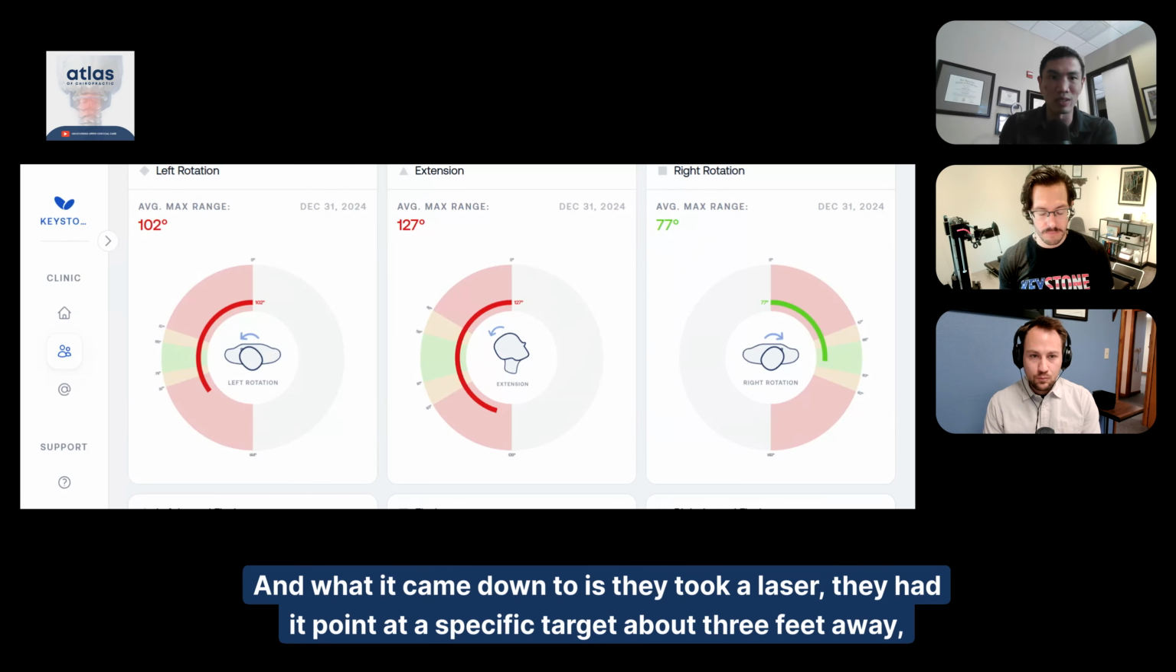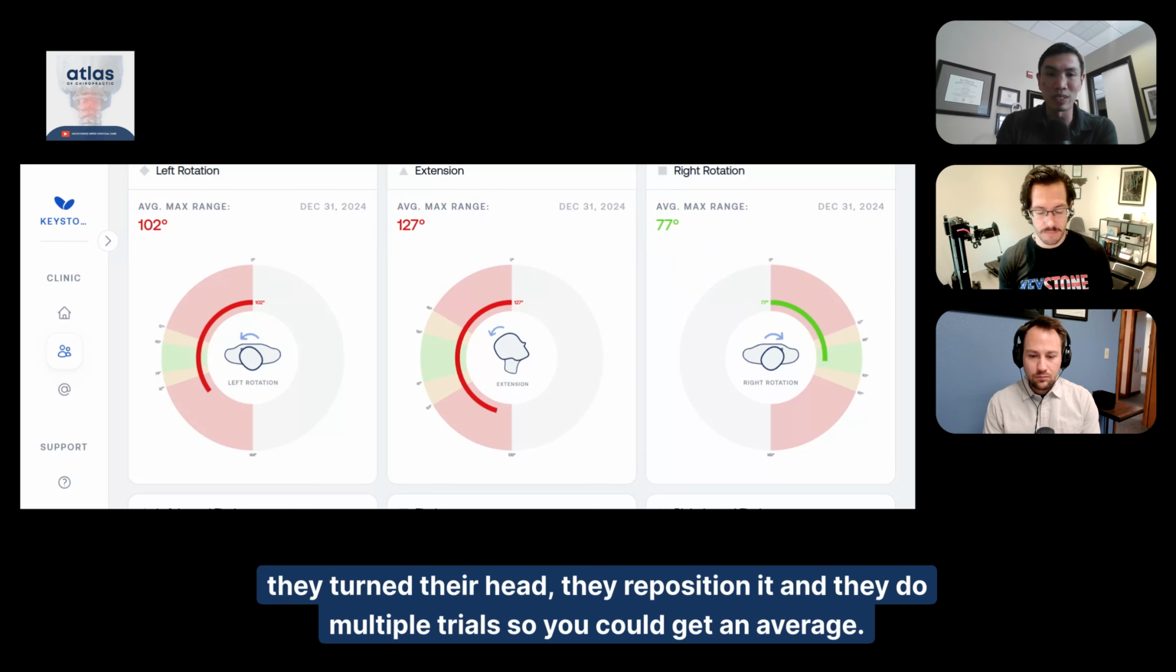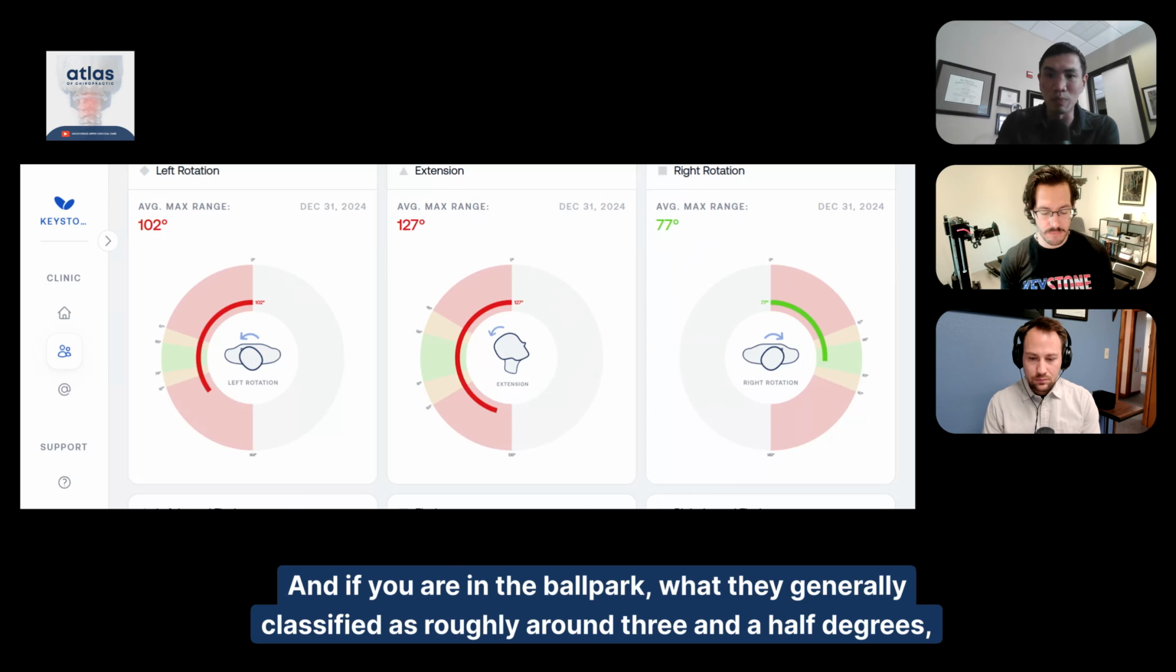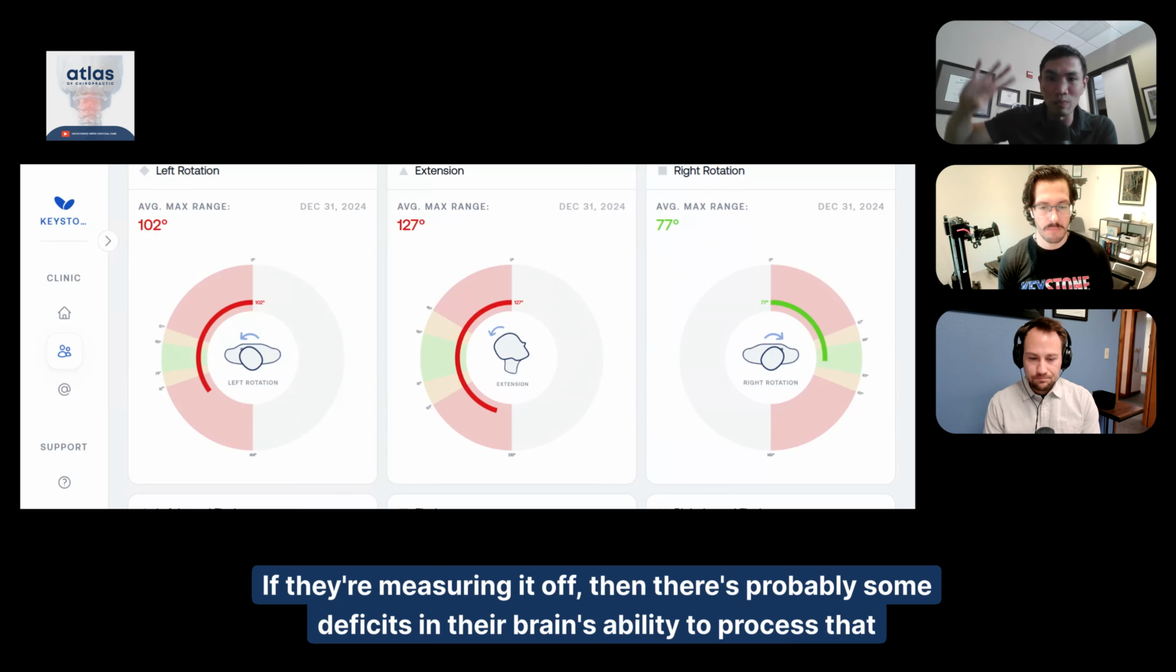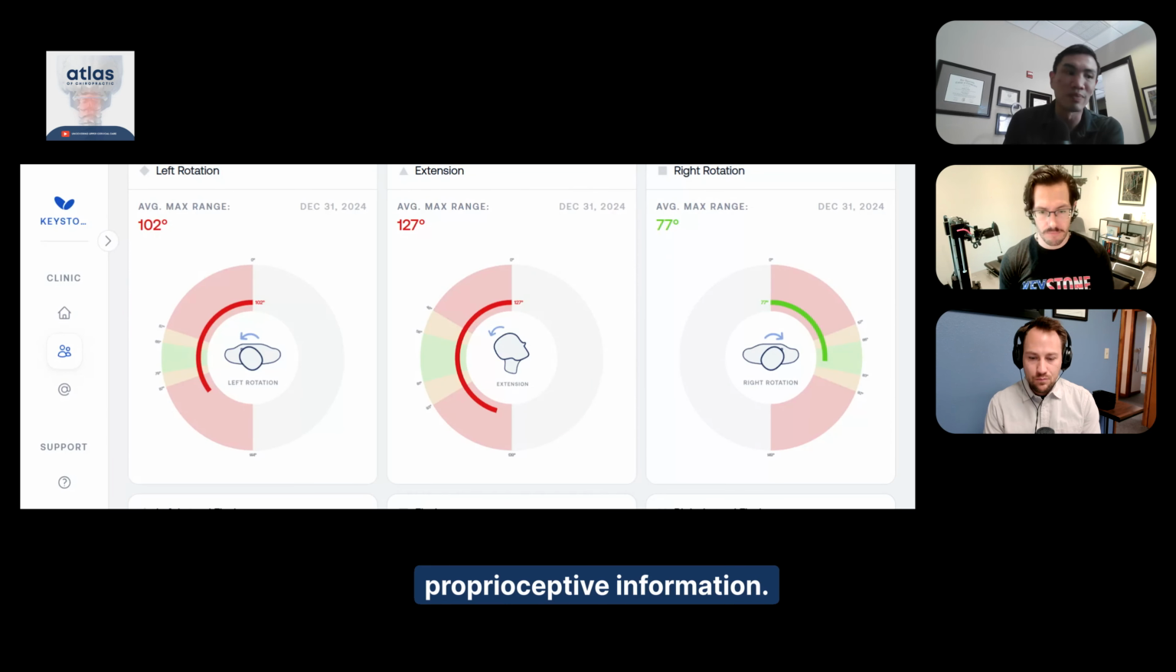And what it came down to is they took a laser, they had it point at a specific target about 3 feet away, they turn their head, they reposition it, and they do multiple trials so you could get an average. And if you are in the ballpark, what they generally classified as roughly around 3.5 degrees, then you know that that person is doing pretty well. If they're measuring it off, then there's probably some deficits in their brain's ability to process that proprioceptive information.